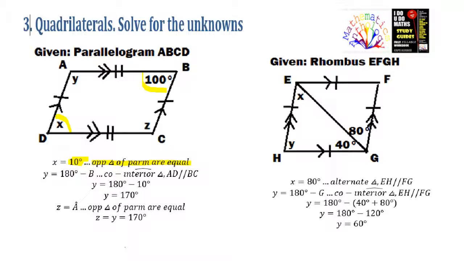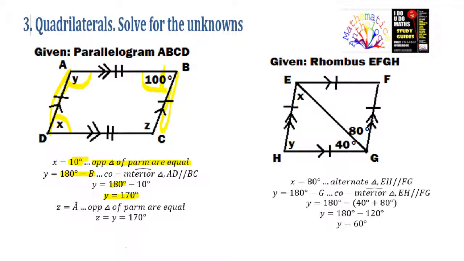The next one, y will equal 180 degrees minus b. Oh, sorry, this diagram is wrong. This diagram should be 10 there. Okay, so 180 degrees minus b. y is equal to 180 minus 10, which is 170 degrees. That's because co-interior angles, AD parallel to BC. Co-interior angles add up to 180.